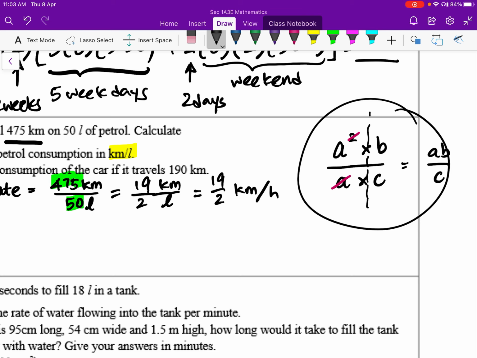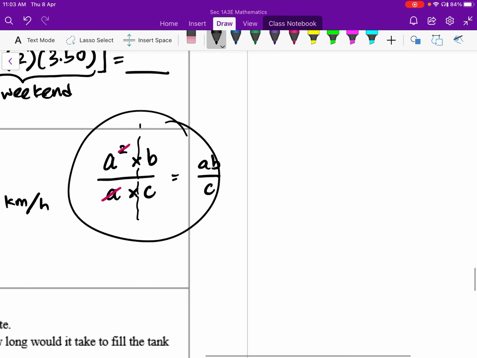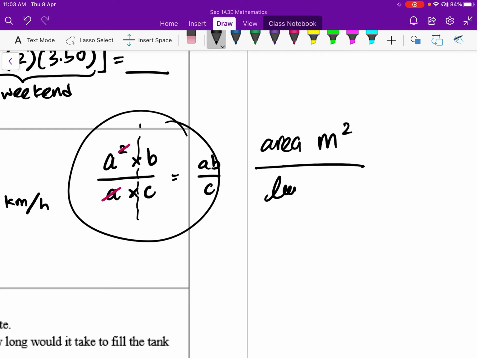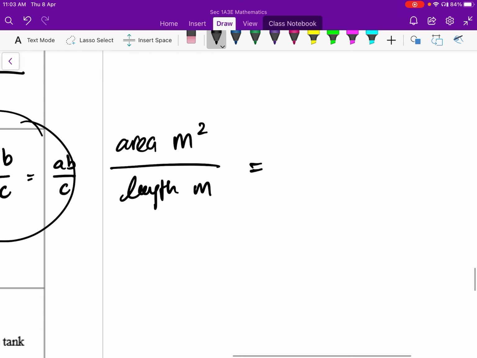And you will see it subsequently when you deal with areas and lengths, where you have your square meters divided by a meter. Then you end up with meter. It's like your a squared over a. If you are dealing with area over length, where you have the unit as meter, you end up with just meter, which is a length. It works the same way.